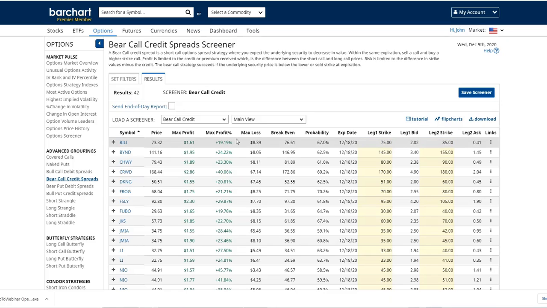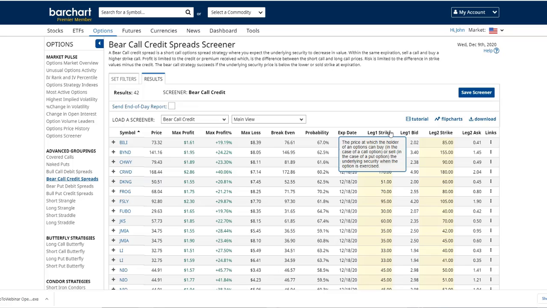Our max profit percentage, right? Again, this is a value that is, now I gotta remember how to do this, the max profit divided by the max loss. Okay, so that's how you get that percentage. Our break even, right? Remember, our break even is the credit that we take in plus our lower strike.